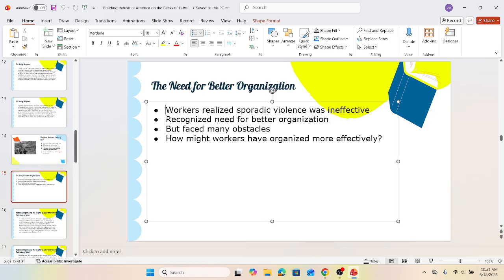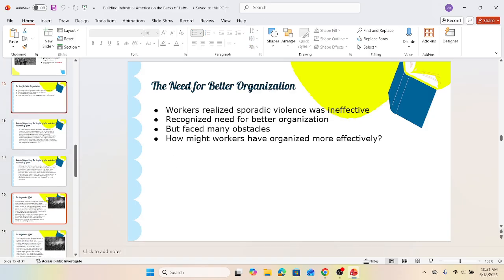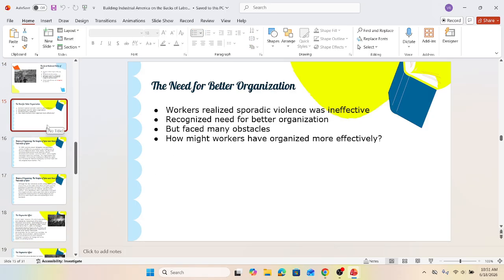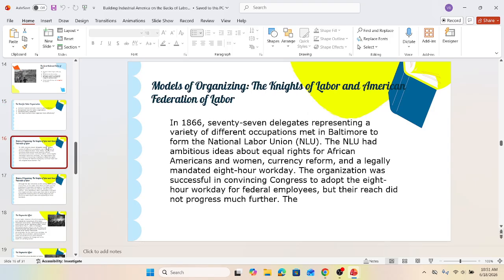So people began to realize that sporadic violence was not effective and that they needed to be better organized, but it was very difficult to do. They faced a lot of obstacles, right? Again, that diversity sometimes made it hard for people to band together. But we do eventually see some labor unions start to form. The Knights of Labor, the American Federation of Labor. I'll talk about some of those.